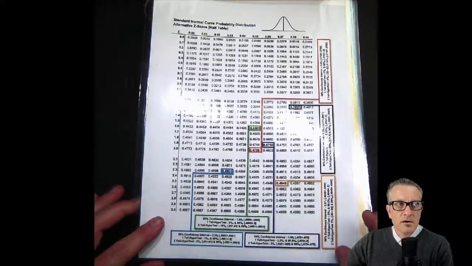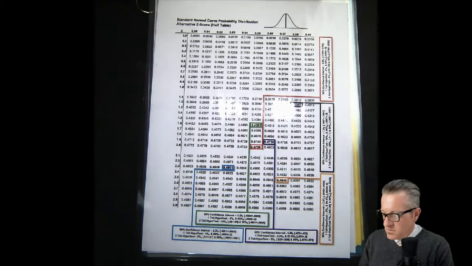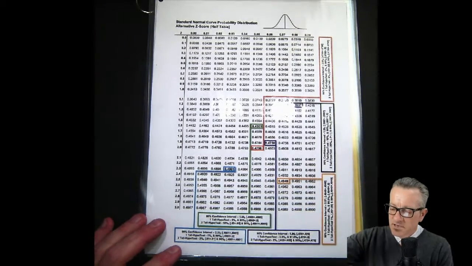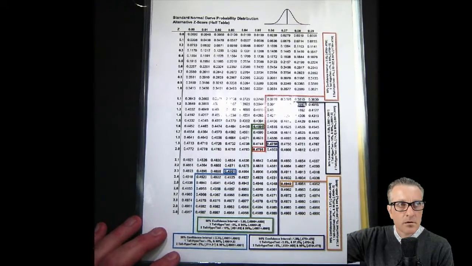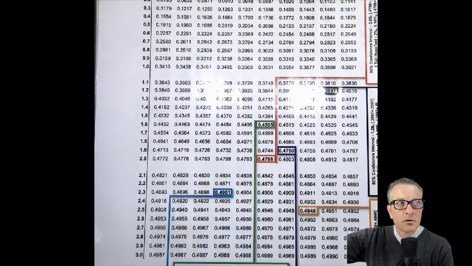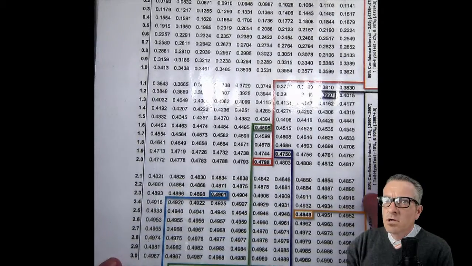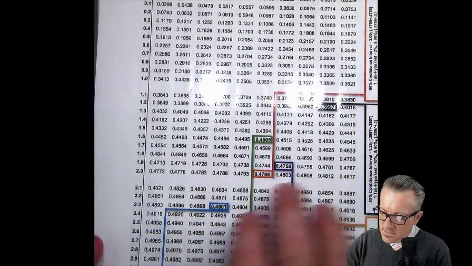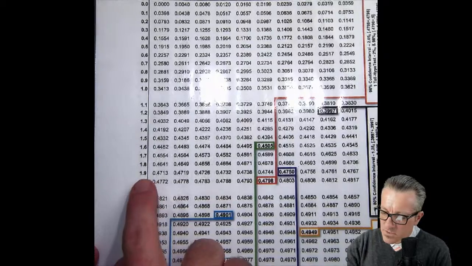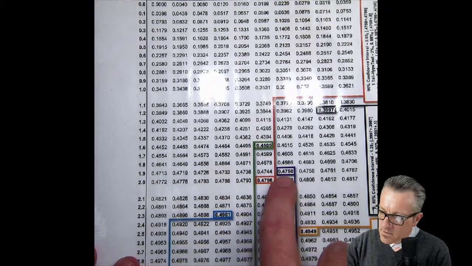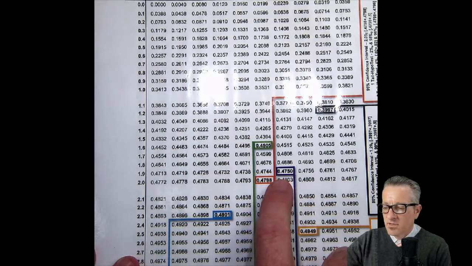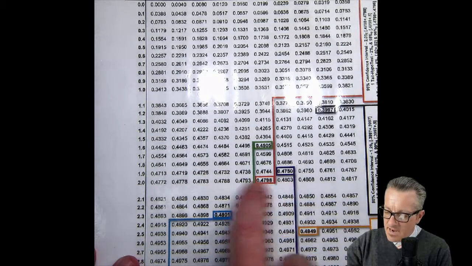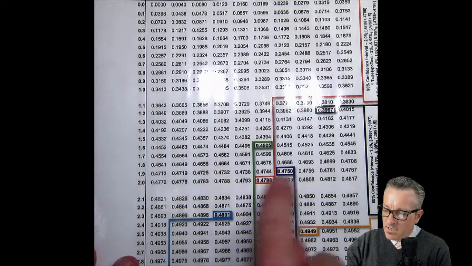This is a modified Z table. But we're looking for the 2.5 level of significance, and that is equivalent to 1.96 on the Z-score. This is what the value is under the curve, but the actual Z-score is 1.96.